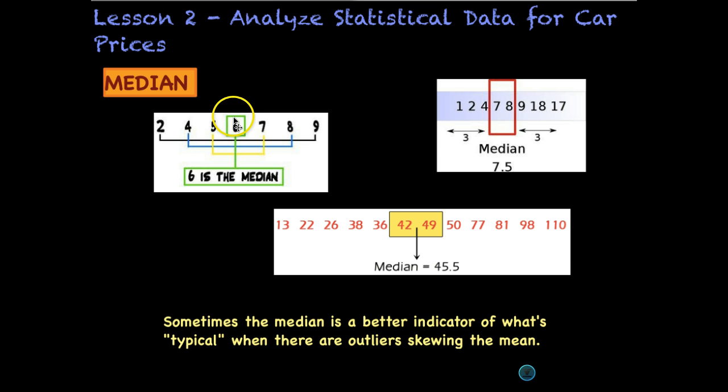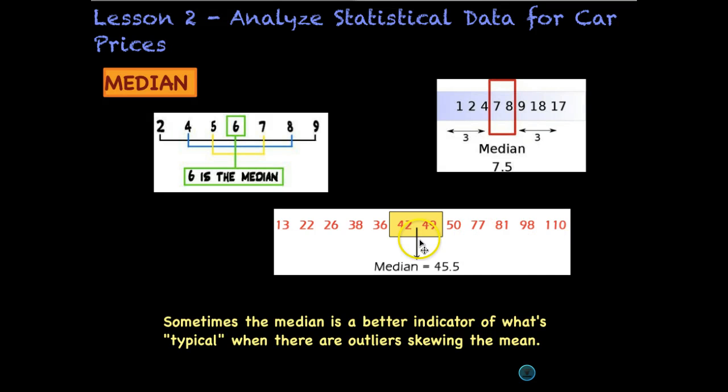In this example, we have an exact middle number of 6. In this example here, we don't. We have 3 on this side, and we have 3 on this side, so we have 2 middle numbers. If that happens, we just take the average of those two. 7 plus 8 is 15, divided by 2 numbers, is 7.5.